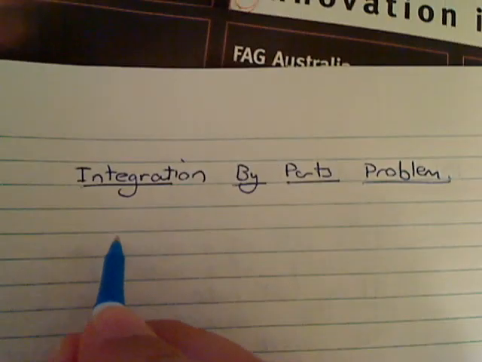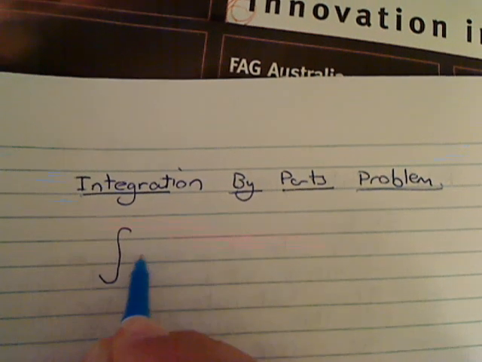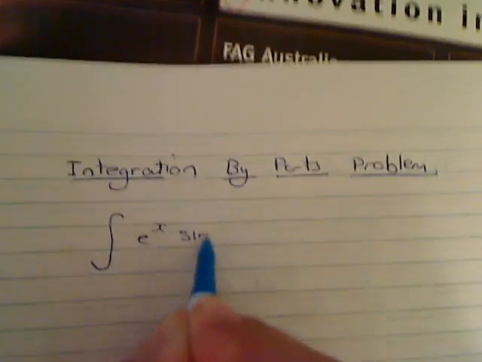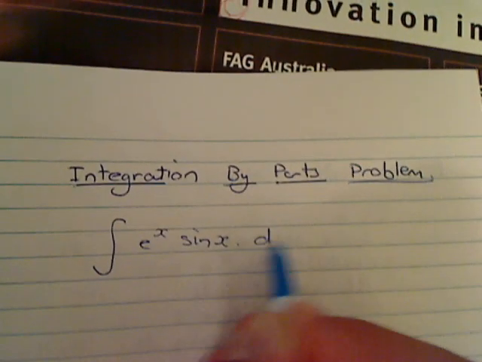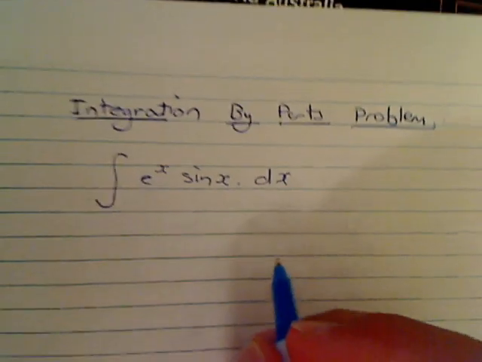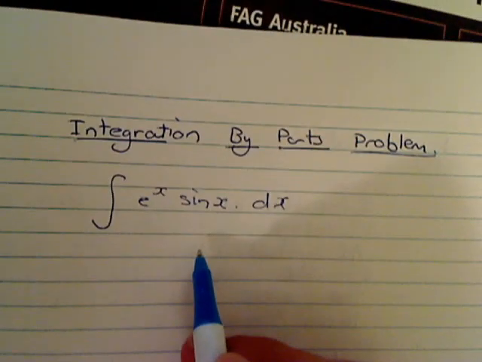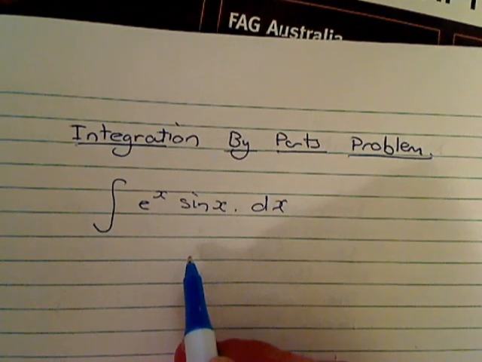Okay, so we're going to look at an integration by parts problem, and we want to look at how to integrate e^x sin x dx. Okay, so not an easy problem. You're going to have to use integration by parts actually twice.